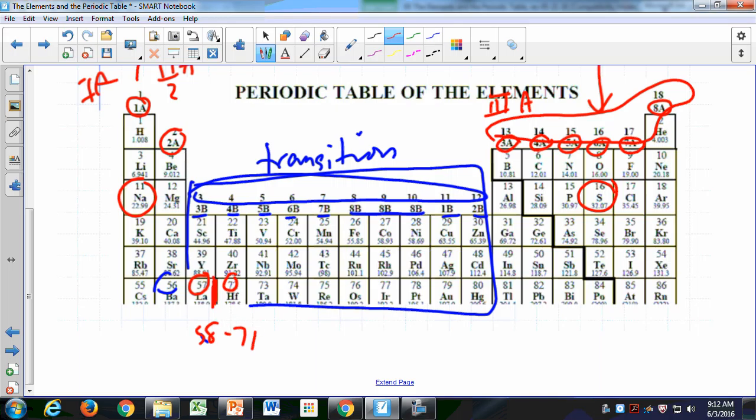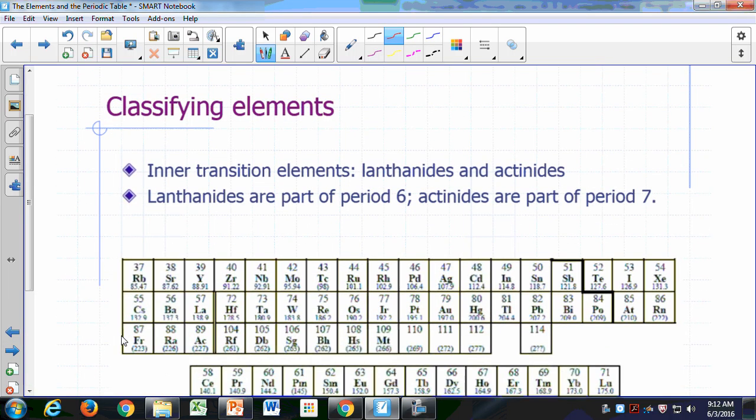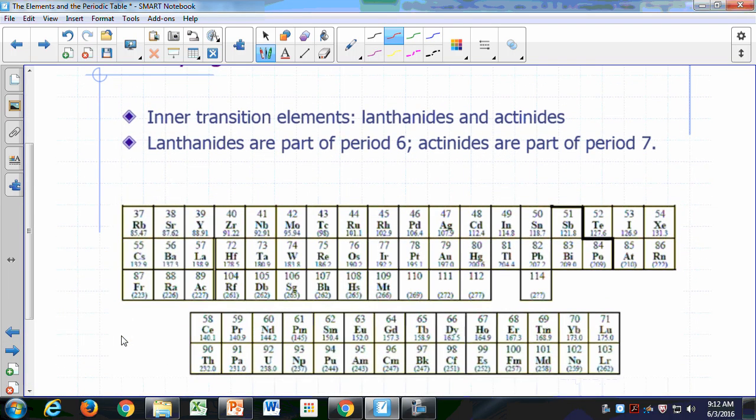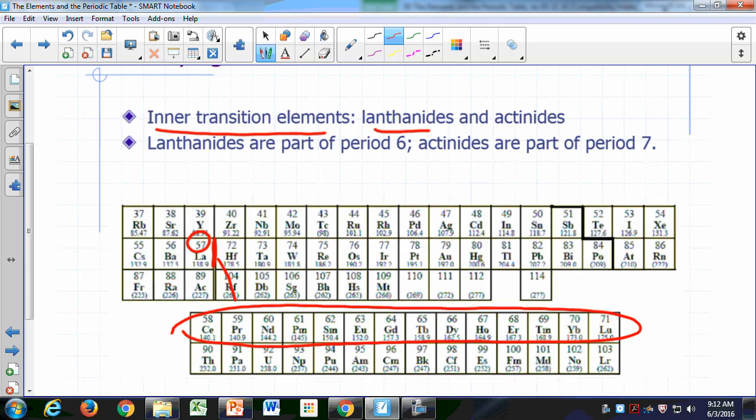So 58 through 71 actually belongs to this same period here. So it's period 1, 2, 3, 4, 5, 6. The lanthanide series, the series of elements that follows lanthanum, actually belongs to period 6. You refer to those as the inner transition elements, the lanthanides. They follow lanthanum right here. So this series right here, 58 to 71, actually belongs there. So those are known as the inner transition elements.